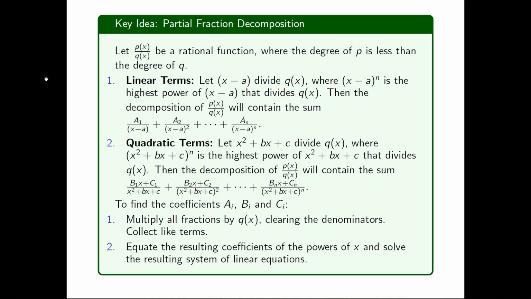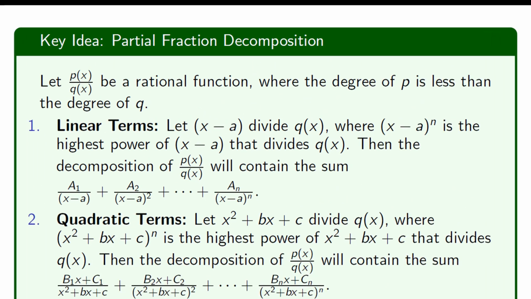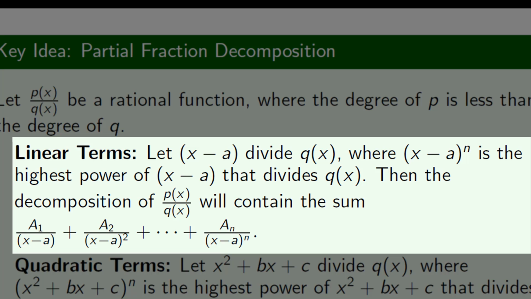Okay, and then let's look at this q of x. We'll assume that x minus a divides q of x, and x minus a to the n is the largest power that does so. Then if we decompose this p of x over q of x, we should get this kind of term. We get A1 over x minus a, this linear term. We get another A2 over x minus a squared, and so on all the way up to An over x minus a to the n.